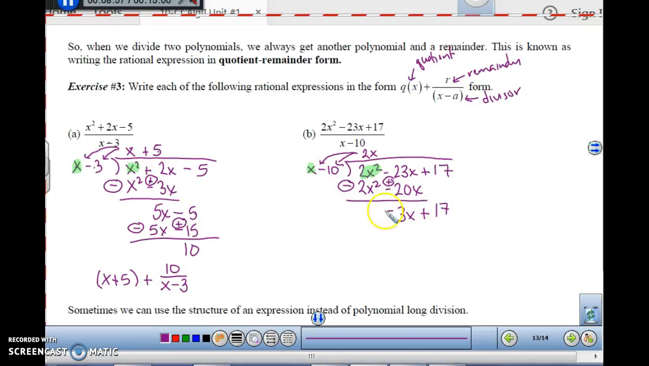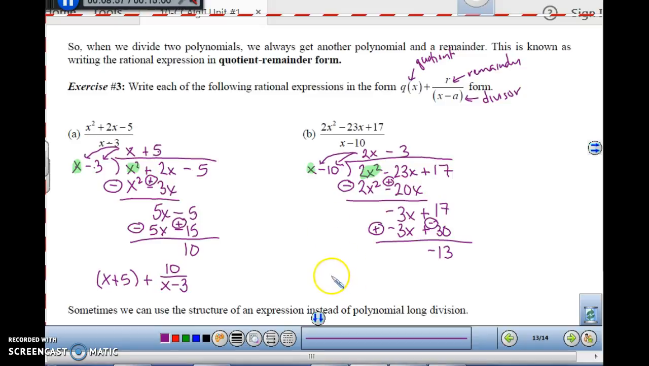All right, so x times what gives you negative 3x? It would be negative 3. Multiply both terms. Watch your signs. Negative 3 times x is negative 3x. Negative 3 times negative 10 is positive 30. All right, now we have to subtract. Change this to addition. Change this to subtraction. 17 minus 30 is negative 13. All right, and that's as far as we can go.